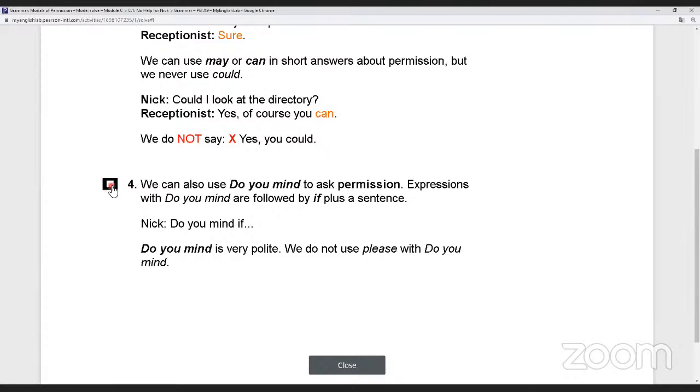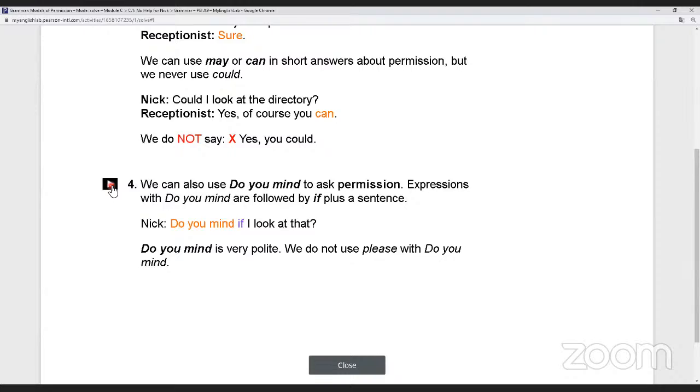We can also use do you mind to ask permission. Expressions with do you mind are followed by if plus a sentence. Do you mind if I look at that? Do you mind is very polite. We do not use please with do you mind. Okay, so this is very important, right? This do you mind?